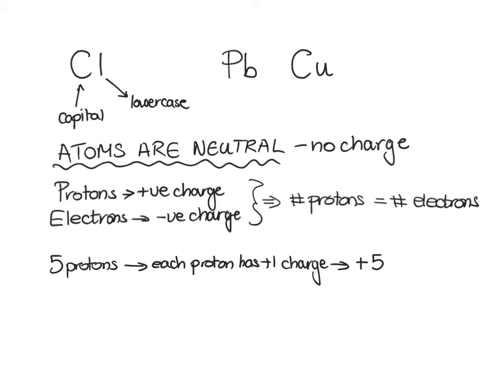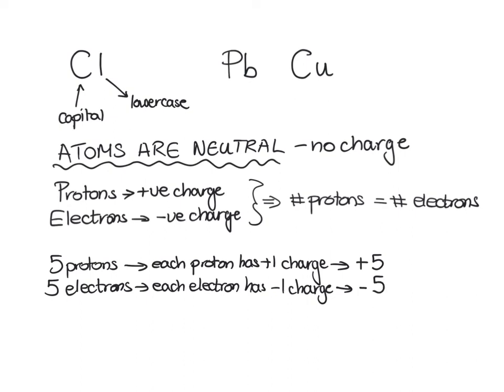Now, let's see if this works. According to the rule, in order for my atom to be neutral, I should also have 5 electrons. Now, each electron has a negative 1 charge. I have 5 of them. So my total negative charge is negative 5.